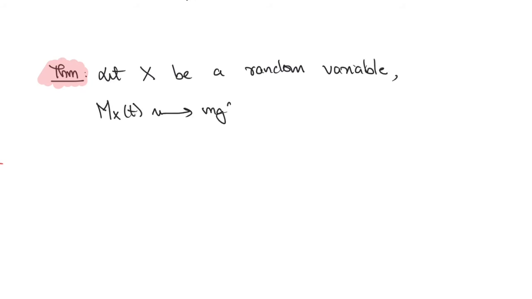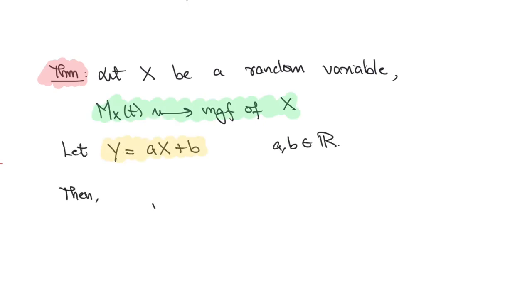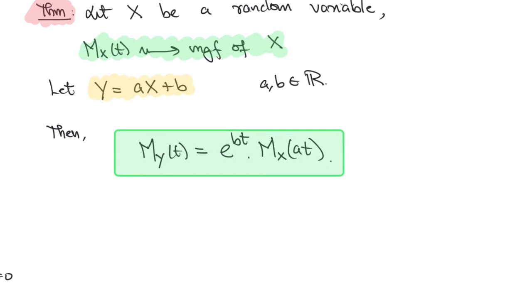The second important theorem here is as follows. If X is a random variable with a moment generating function M_X(t), and Y is a linear combination of X, aX plus b, where a and b are real numbers, then the moment generating function for Y is going to be equal to e to the bt times M_X evaluated at at.